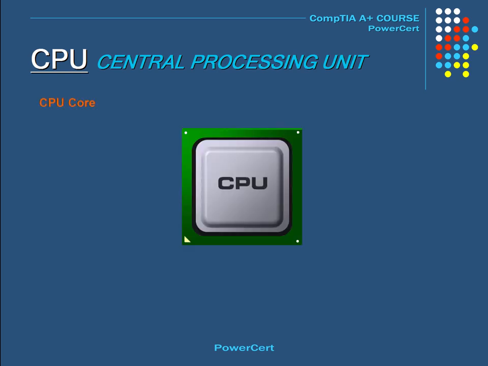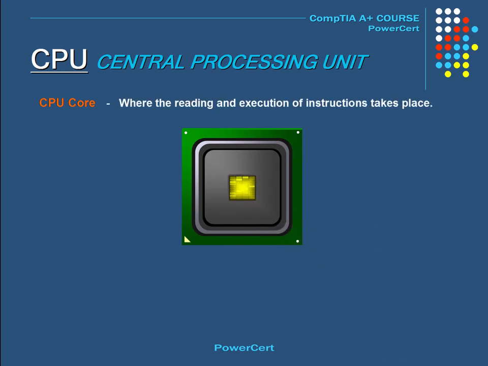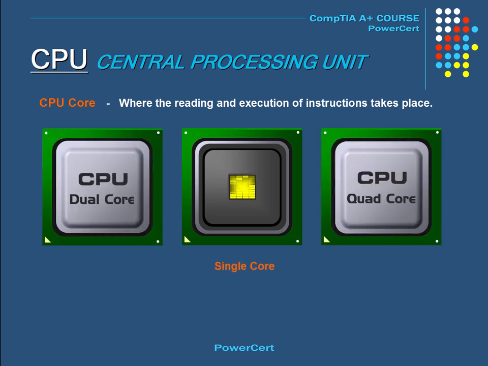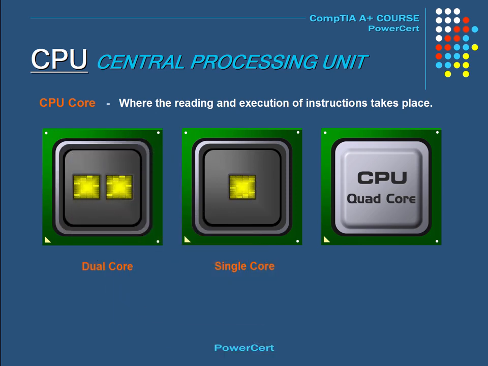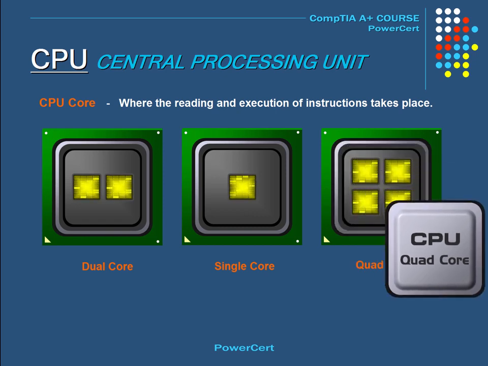Inside the processor is the core. The core is where the reading and execution of instructions take place. A processor that has a single core processes instructions one at a time. But today's higher-end processors have more than one core. These are called multi-core processors, and they can process more instructions than a single-core processor, which gives a multi-core the ability to multitask and have a greater overall performance. Some examples of a multi-core processor are dual-core processors, which has 2 cores. Another example is a quad-core processor, which has 4 cores.